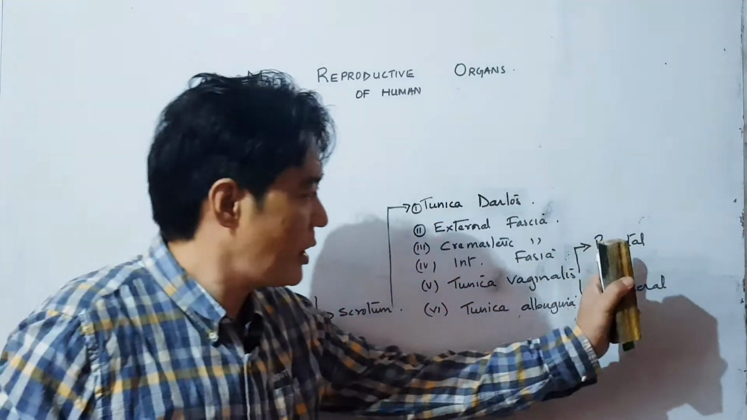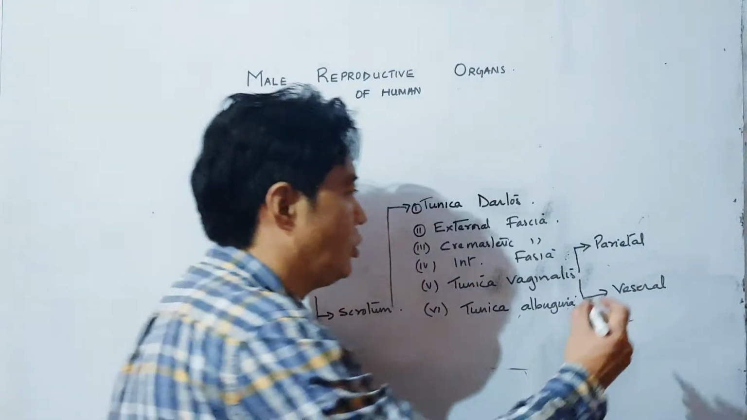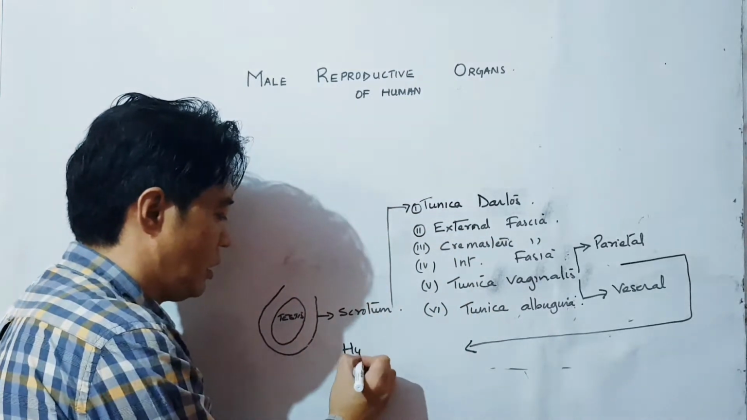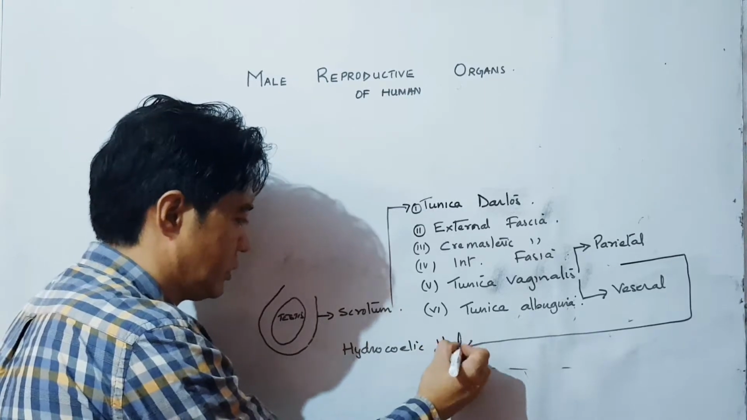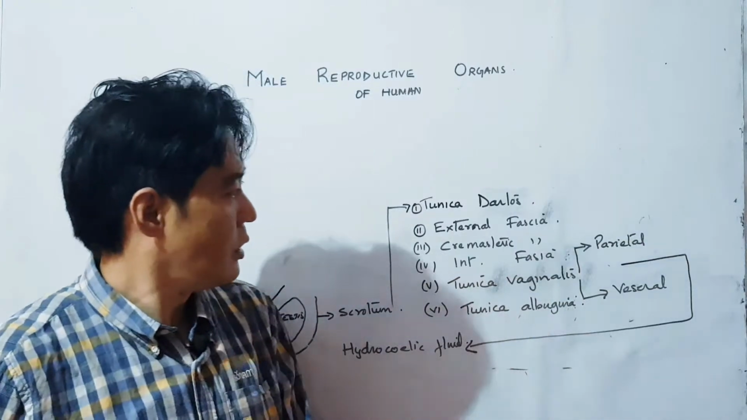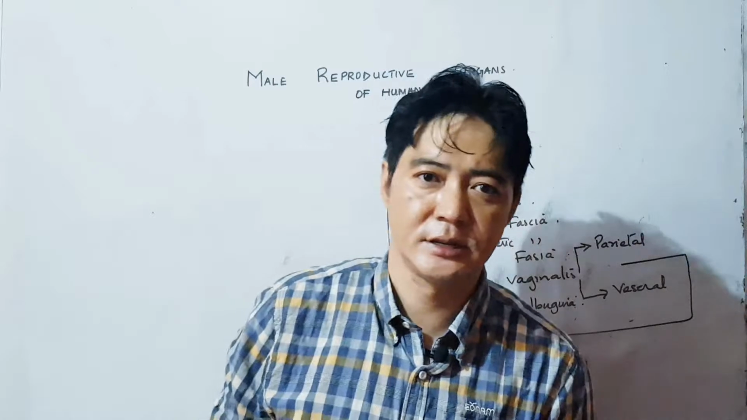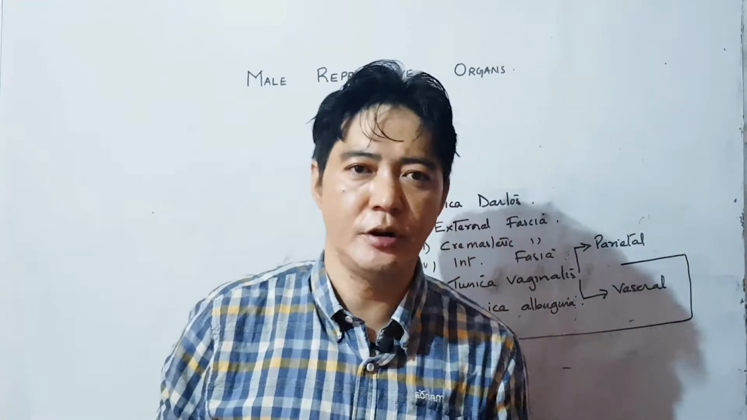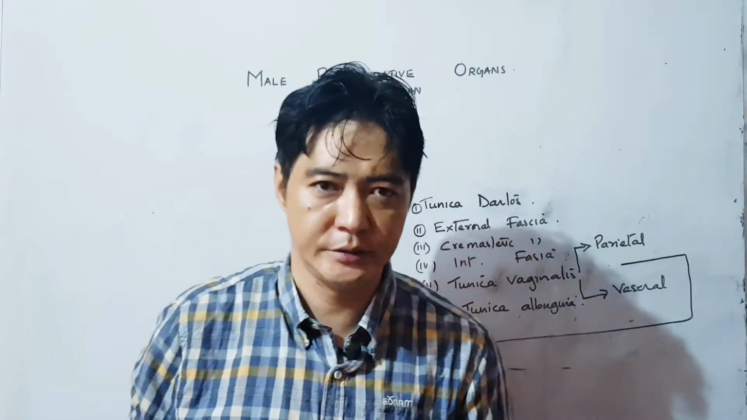In between this parietal and visceral layers of tunica vaginalis, you will find a fluid known as hydrocelic fluid. Hydrocelic fluid is the fluid present in between the parietal and visceral layer of tunica vaginalis, which helps to maintain the temperature of testis as well as reduce the friction.